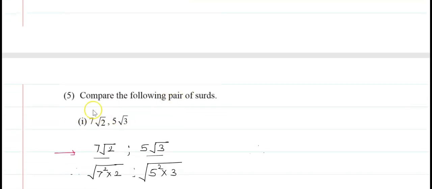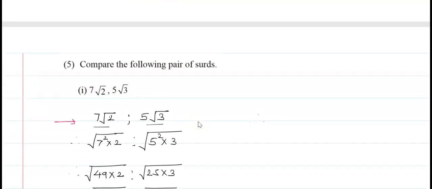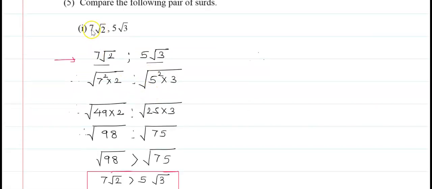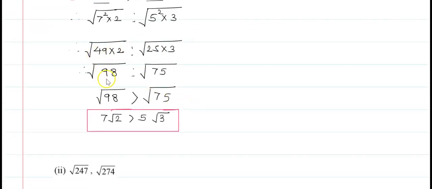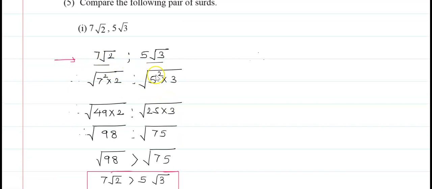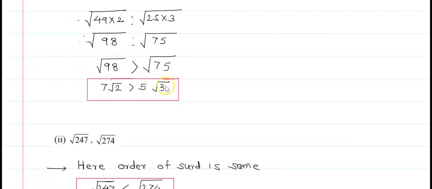Now, we'll compare the following pairs of surds. Here is 7 root 2 and 5 root 3. The order of the surd is 2. Therefore, we will take this 7 inside the radicand sign, it will become 7 raised to 2. Here is 5, again the order is 2, 5 raised to 2. 49 into 2 and 25 into 3. 49 into 2 means 98. 25 into 3 means what? 75. Now, in this case, 98 is greater than 75. But 98 is for which number? 7 root 2. Therefore, 7 root 2 is greater than 5 root 3.